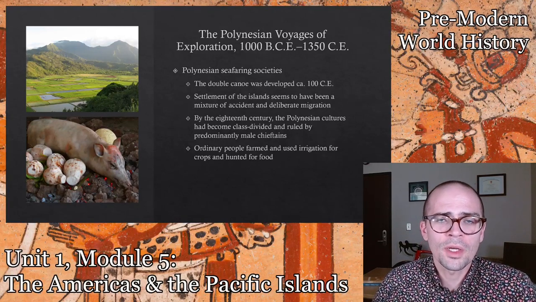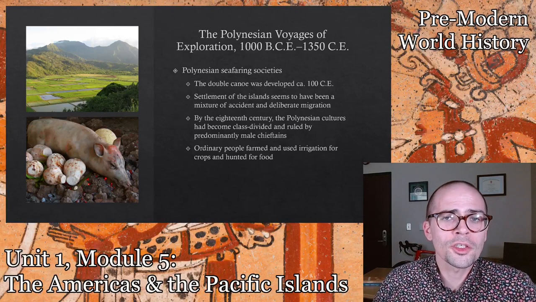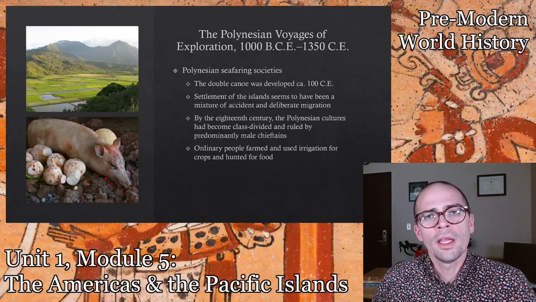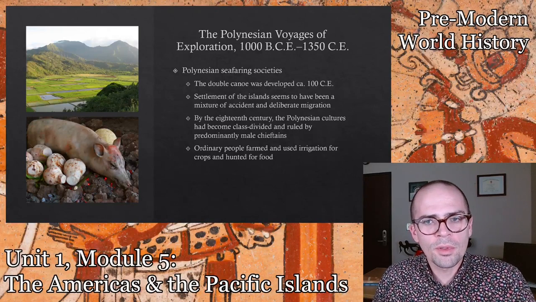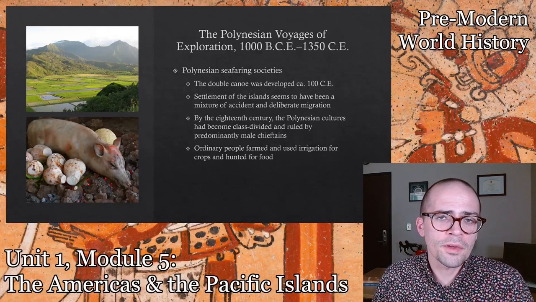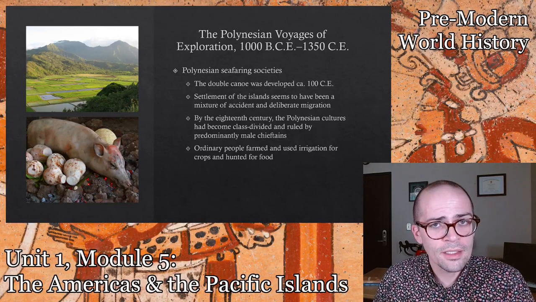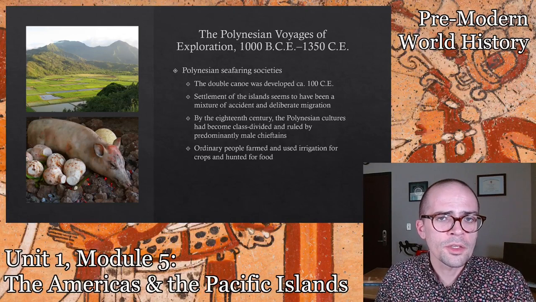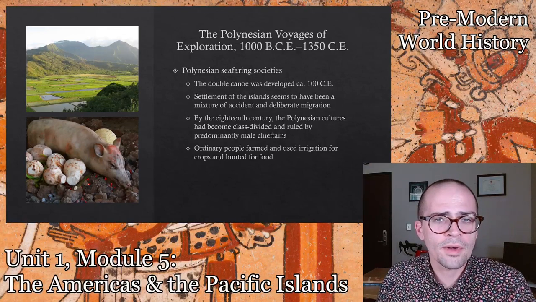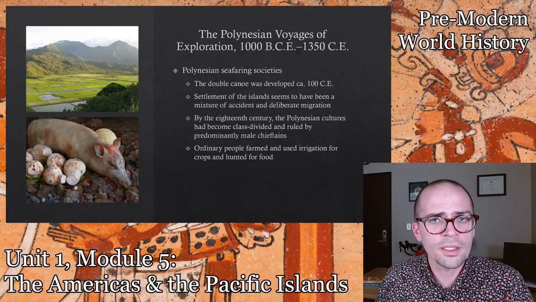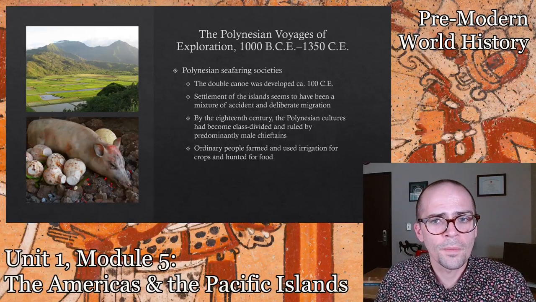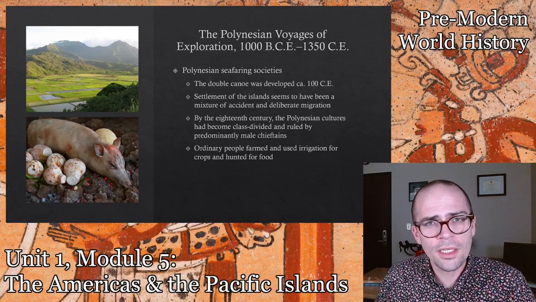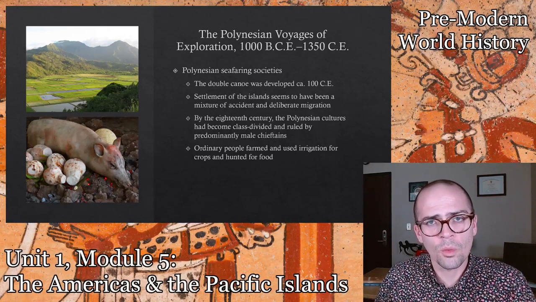The double canoe is far more powerful than just a canoe by itself, maybe even twice as powerful. A double canoe is capable of moving about 100 to 150 miles a day, which is quite fast. If we think about that distance from Peru to Easter Island, 2,250 miles, that's 22.5 days at the slowest that you could get there on a double canoe. It's also more stable than a single canoe, so it's better at deeper water travel.